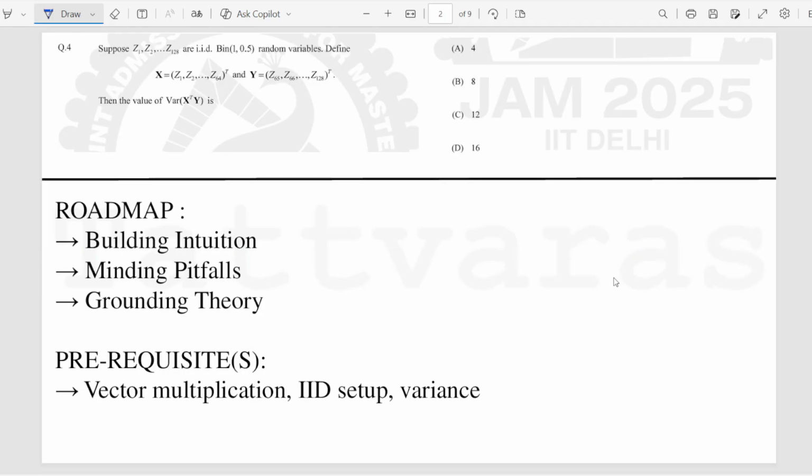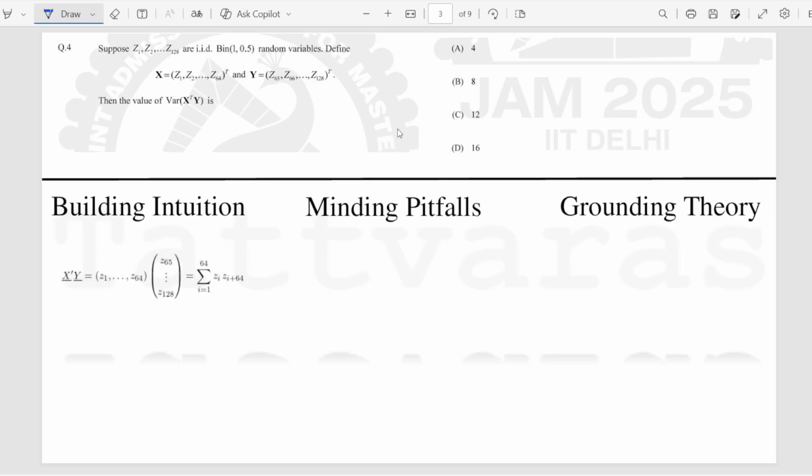Let's get started with this question on the computation of the variance of the product of a vector multiplication where the setup is IID. Okay, so you are given two vectors and they are sort of multiplied with each other. Now, I really want to take the time and show the vector multiplication because it has been my understanding that it's slightly confusing at times.